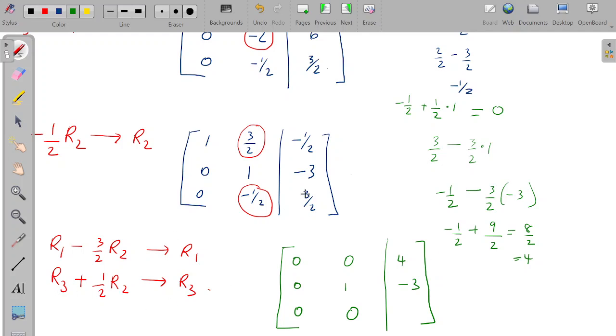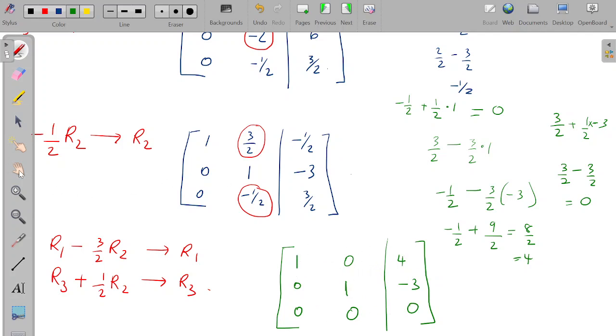Now this last one, that means row 3 plus 1 over 2 row 2. What is in row 2, minus 3, multiplied by 1 over 2? That will be 3 over 2 minus 3 over 2, which is 0. So this is 0. Oh, sorry, this is supposed to be 1. This one is supposed to be 1, our leading 1 there. Okay, fine. So now we have this in a reduced matrix.